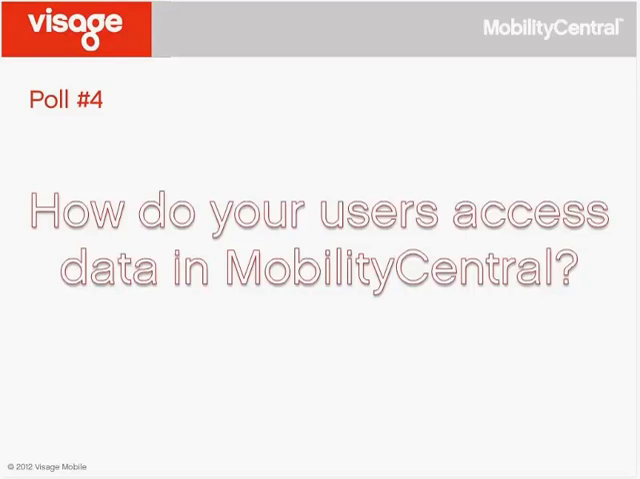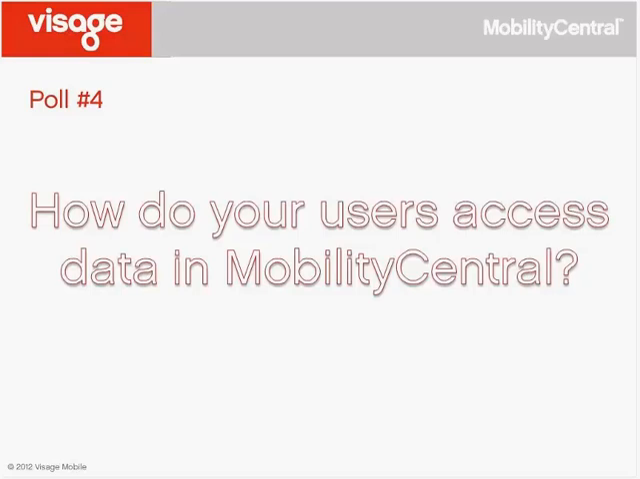Now we want to know how your users access data in Mobility Central. So do they log in directly? Do you send them email from Mobility Central that has the data points in it? Do you send a report out through your email program? Do you take, as an example, VP number 1 and customize a report for them, VP number 2 and customize a report for them? Do you not send any data out to your end users?